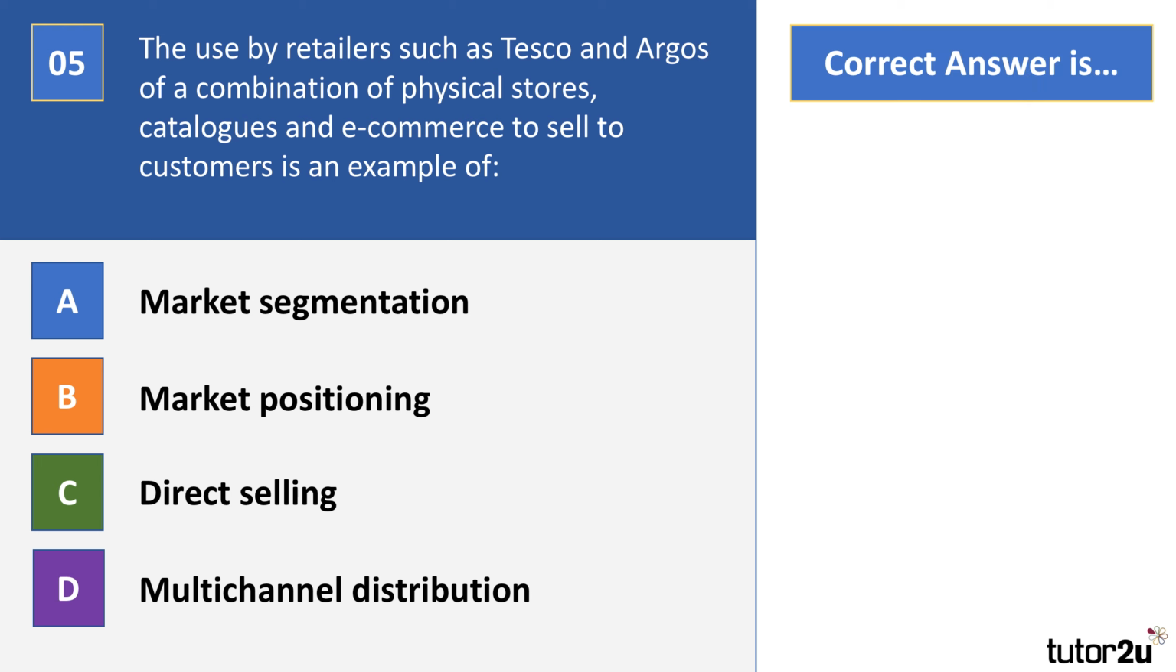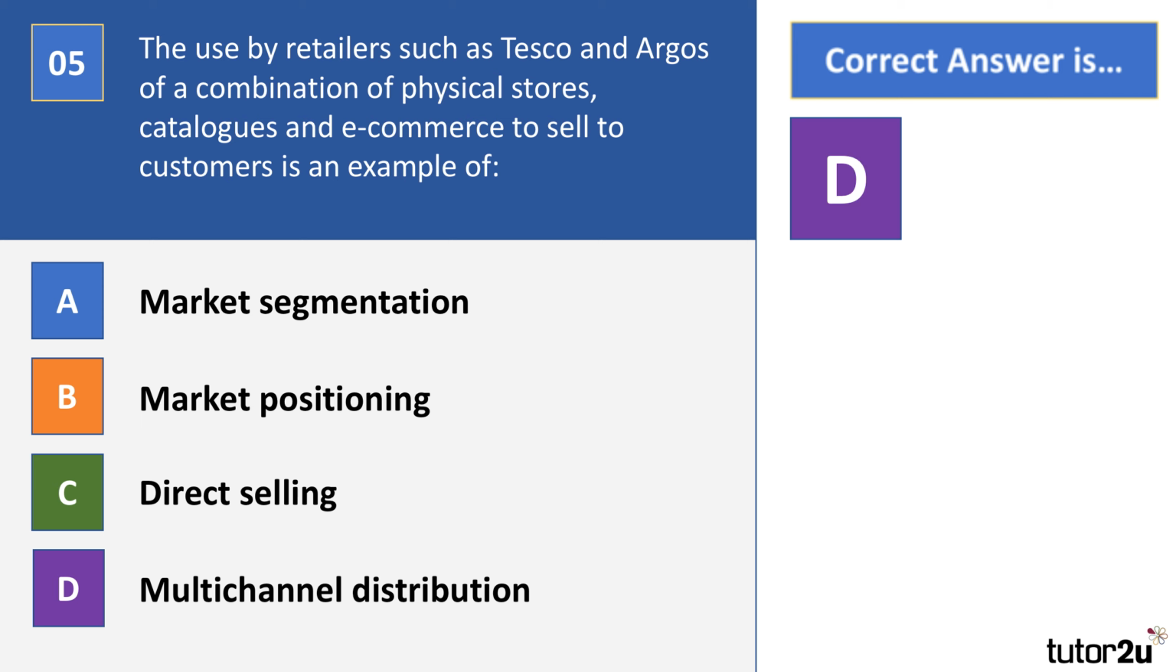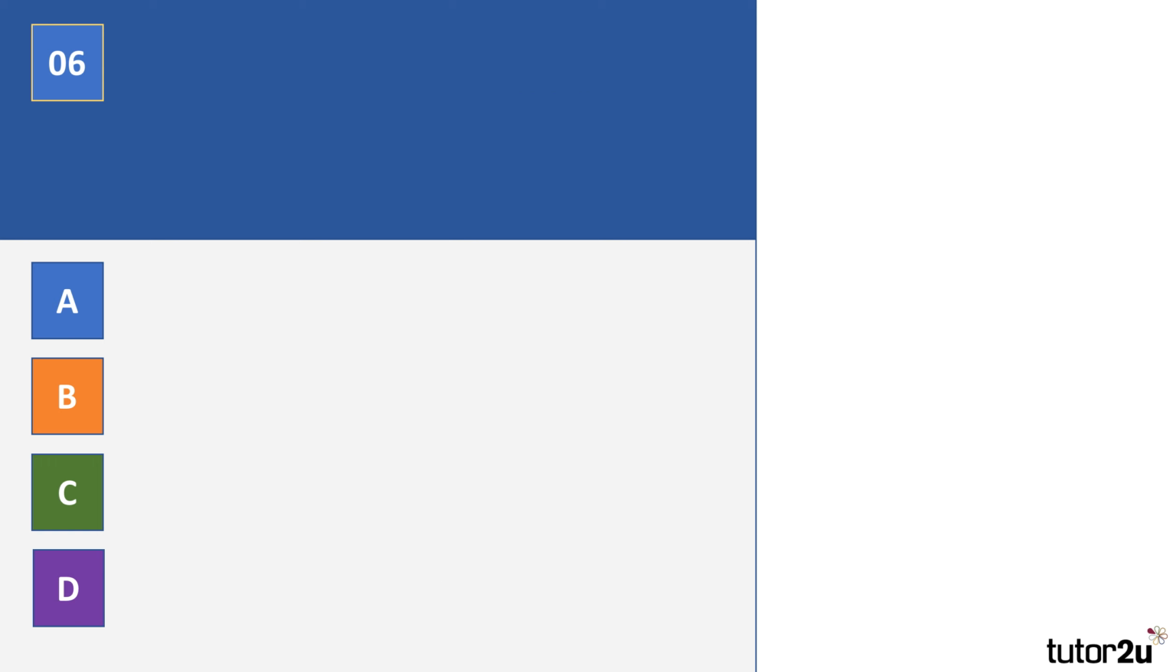And I'm hoping that you identified that that is answer D, multi-channel distribution, or omni-channel distribution as it's sometimes also referred to. The combination of both physical stores on the high street, out-of-town stores, as well as sophisticated e-commerce. Let's move on to the next question.